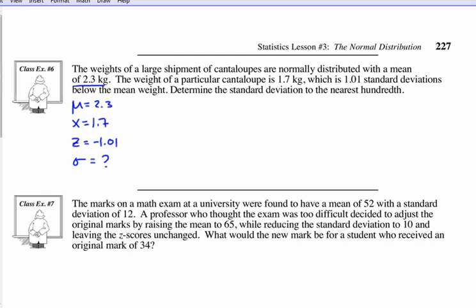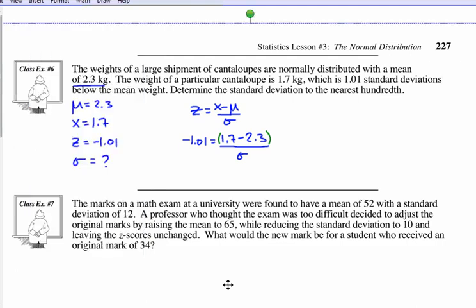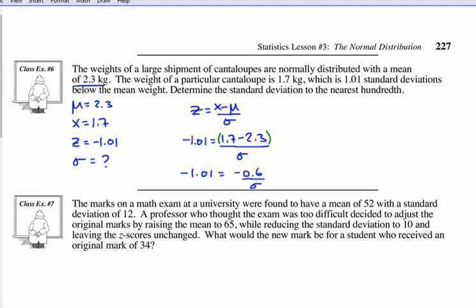So let's write out our formula and sub in what we know. So Z is equal to X minus our mean over our standard deviation. So Z is negative 1.01. Our X score is 1.7 minus my mean, 2.3, divided by our standard deviation. Okay. Now what can we simplify? Well, for starters, I can subtract what's on the numerator. So 1.7 minus 2.3 is negative 0.6. So I have negative 1.01 is equal to negative 0.6 divided by our standard deviation.